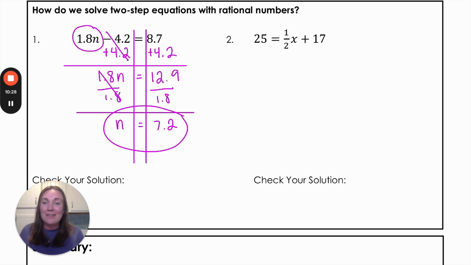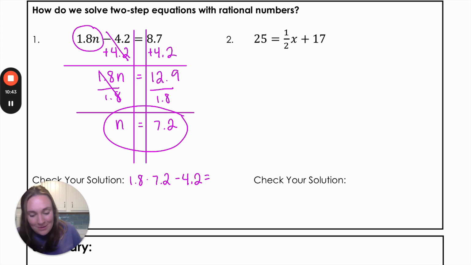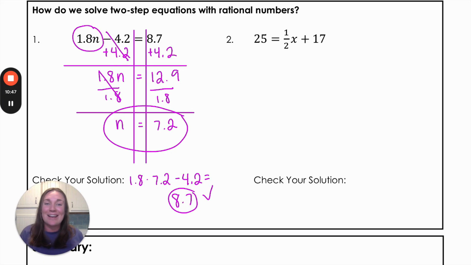Now, when I go and plug that back in, we are going to plug in that 7.2 for my n. Again, if you type this in, you want to use that exact answer, because if you round it, it'll be slightly off. But when I plug that all in, I should get about my 8.7, and so my answer checks out. Last one, here we go.